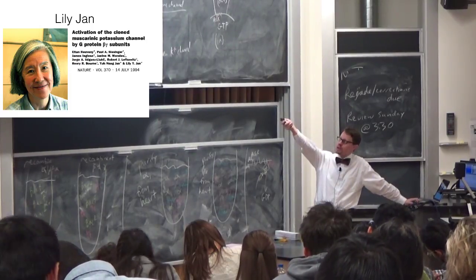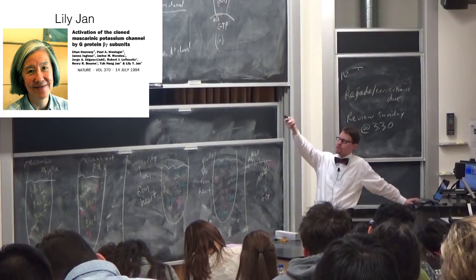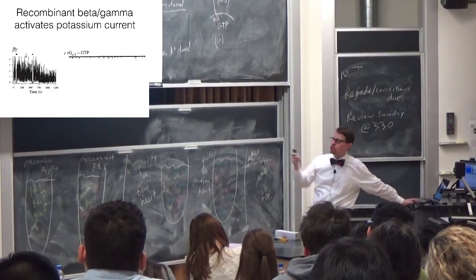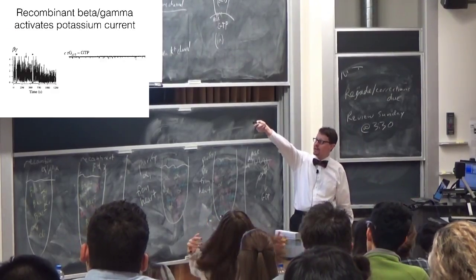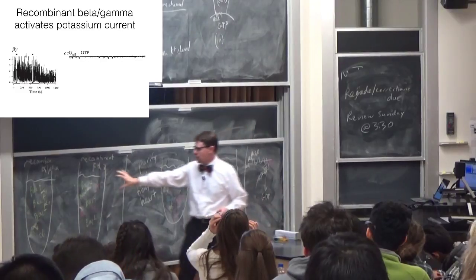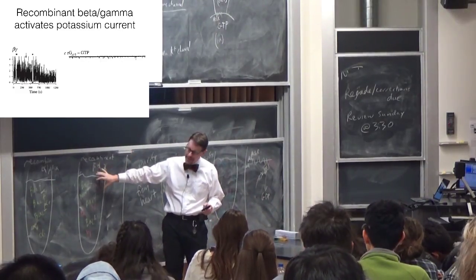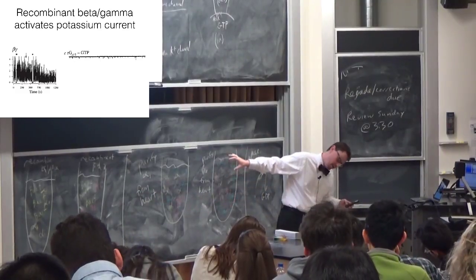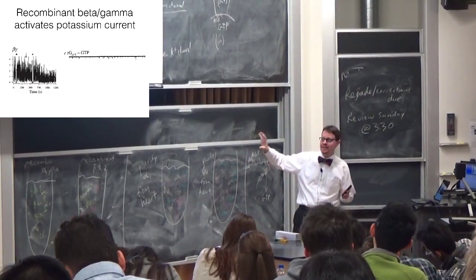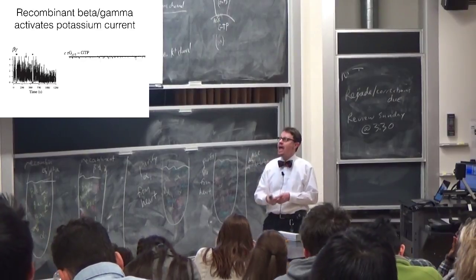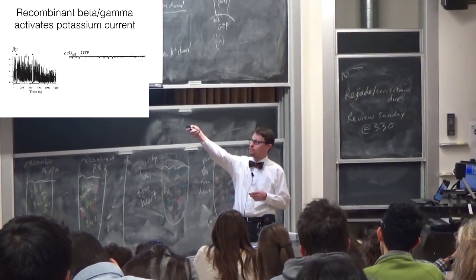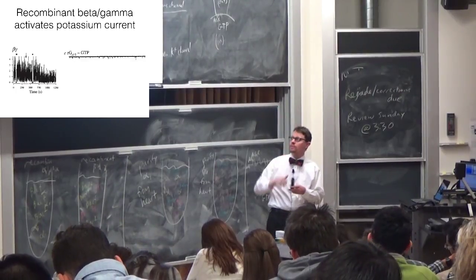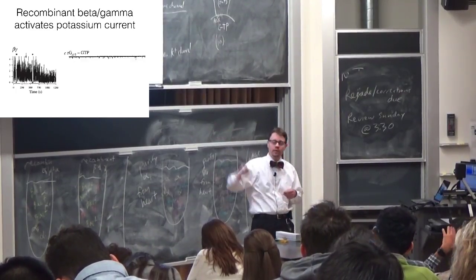She engineered, cloning is another word for this, making bacteria recombinant. And so what she did is she took recombinant beta and gamma subunits. So we've got bacteria that made the beta and gamma subunits. There's no chance that there's any alpha proteins that came along for the ride, because there were never any alpha proteins anywhere in these bacteria to begin with. And she applies those to the inside of a patch of membrane, just like we've done before, and she sees lots of current flowing across the membrane.